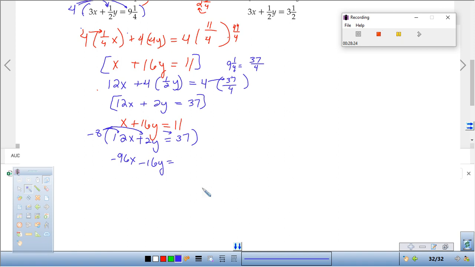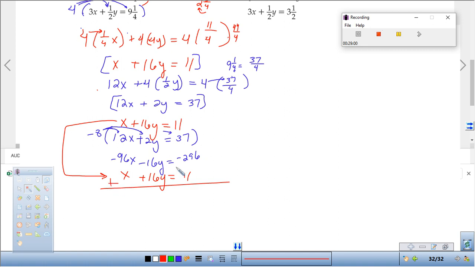37, my bad already. Times a negative 8 gives me a negative 296. Okay, so that's this one, right? I'm going to bring down this one in red right below it, and I'm going to have x plus 16y is equal to 11.